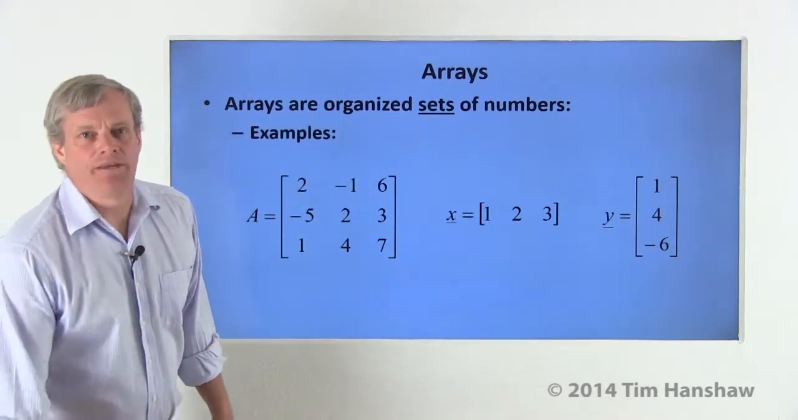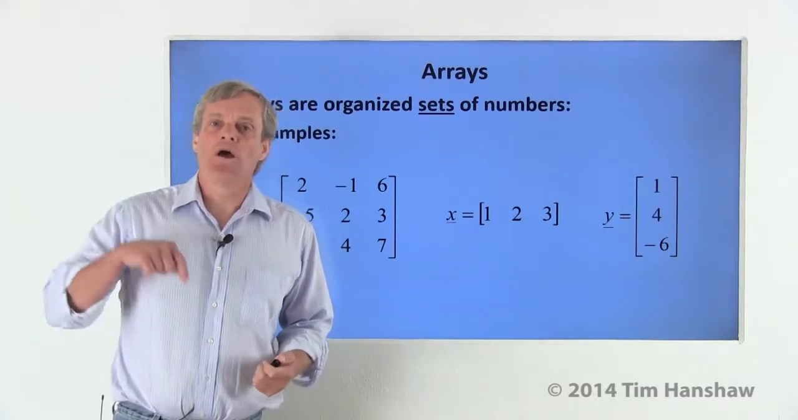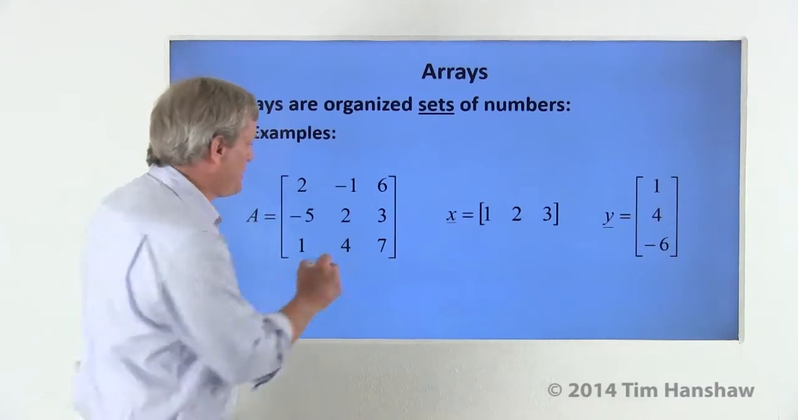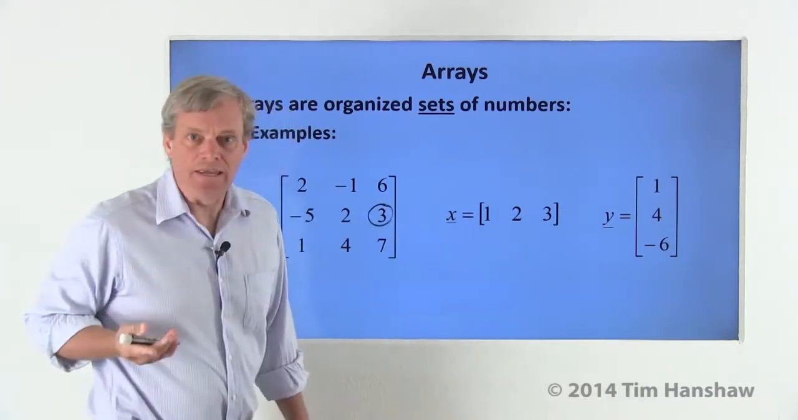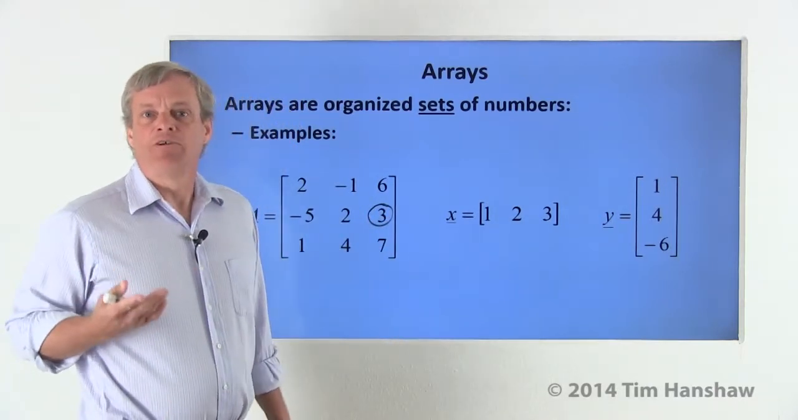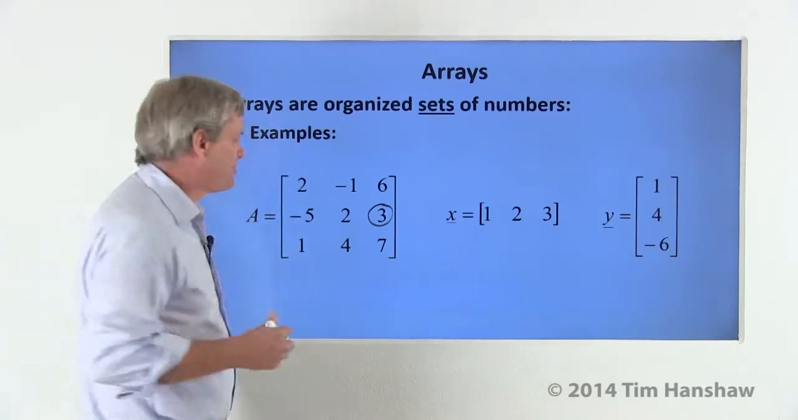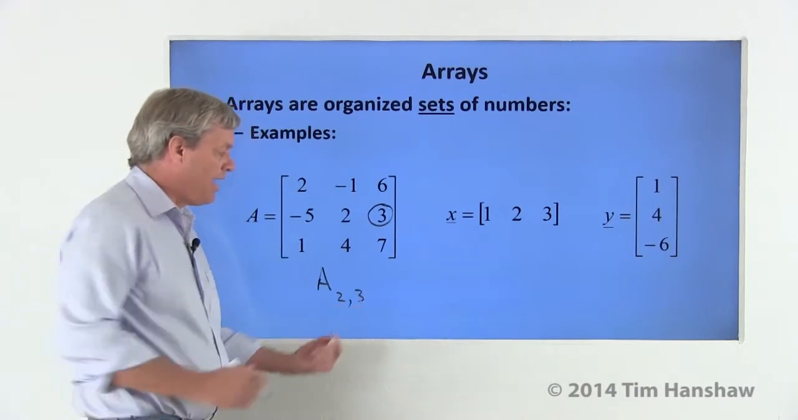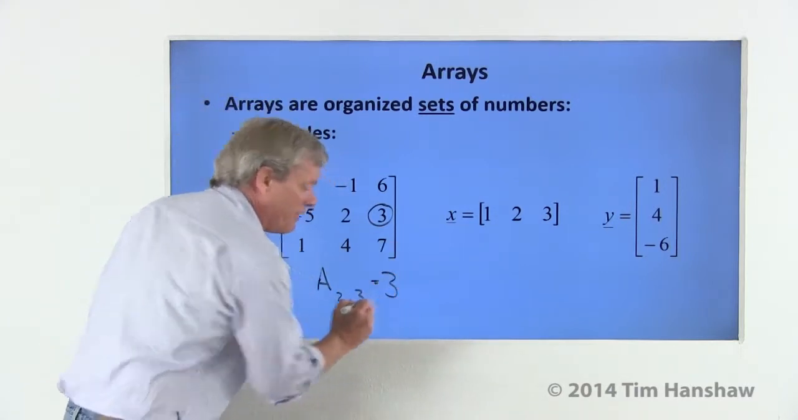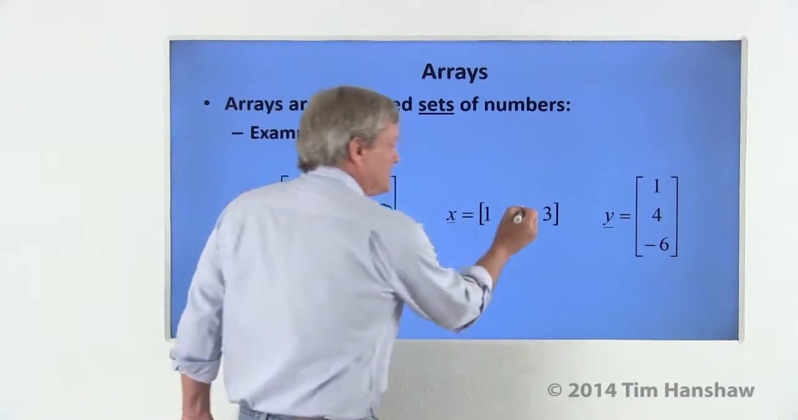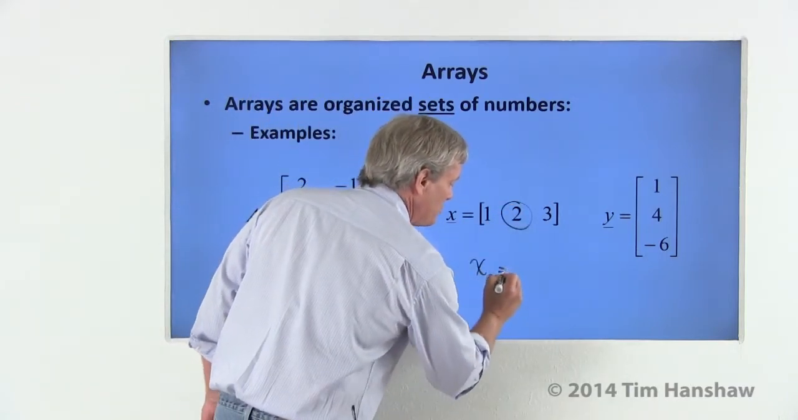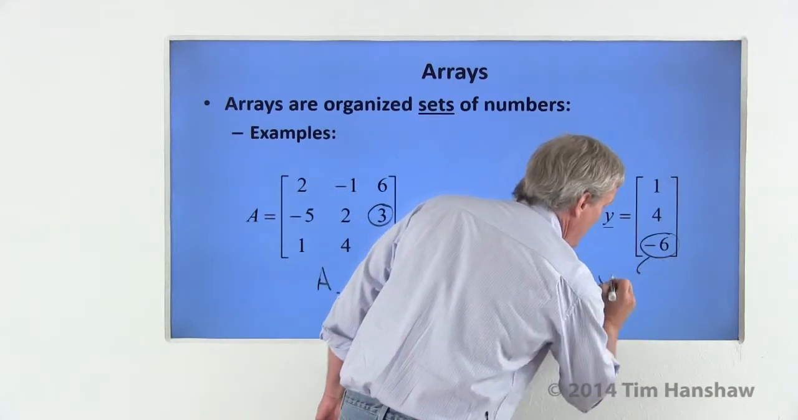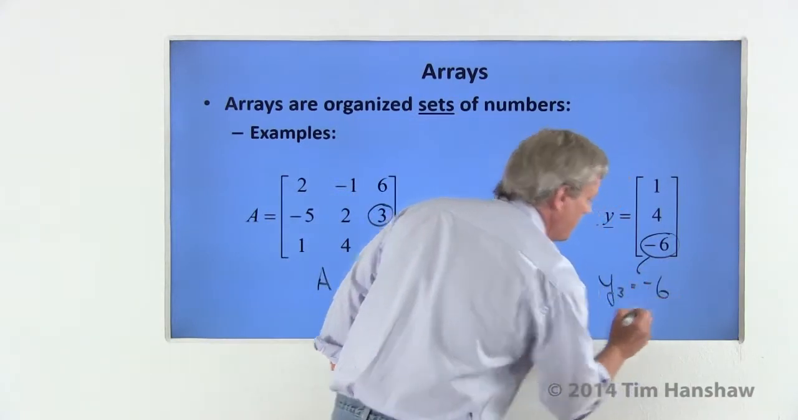Individual numbers in the arrays are typically specified by the row and column in which they can be found. For example, the element of A in the second row and the third column is 3. This element would typically be referred to in mathematical notation with subscripts as A of 2, 3, row column. This has the value 3. The second element of X, X2, would be 2. And the third element of Y, Y sub 3, would be -6.